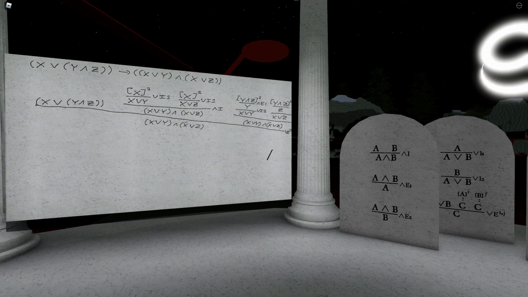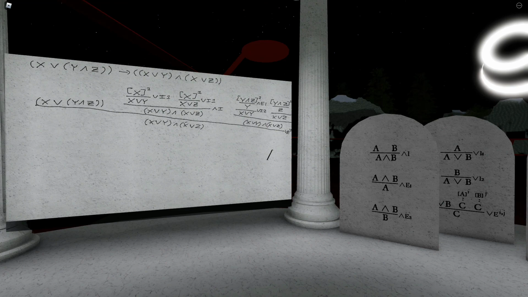But in my deduction to deduce x or y and x or z from my assumption of x or y and z, I don't need to make any assumptions of x or of y and z. So you have two forms of discharging hypotheses in this system: the implication introduction and this one.